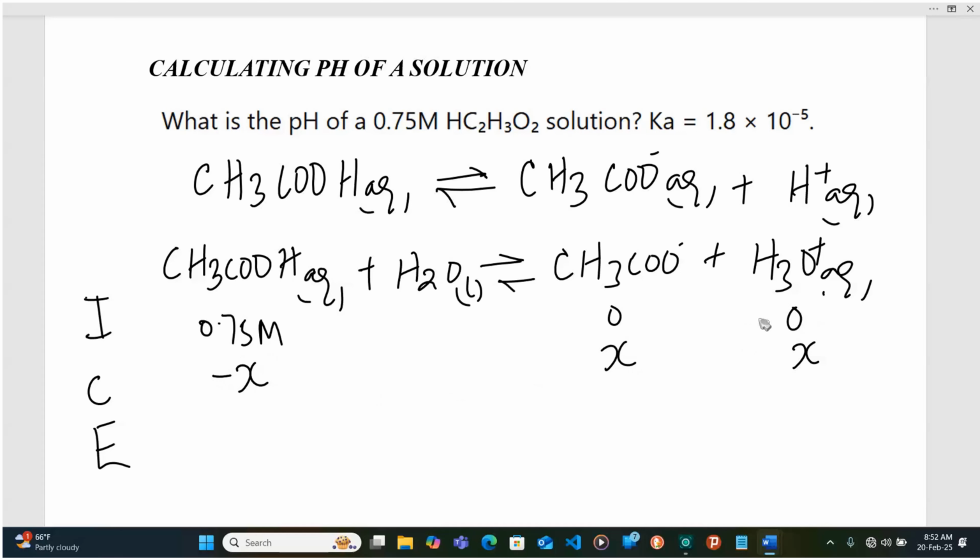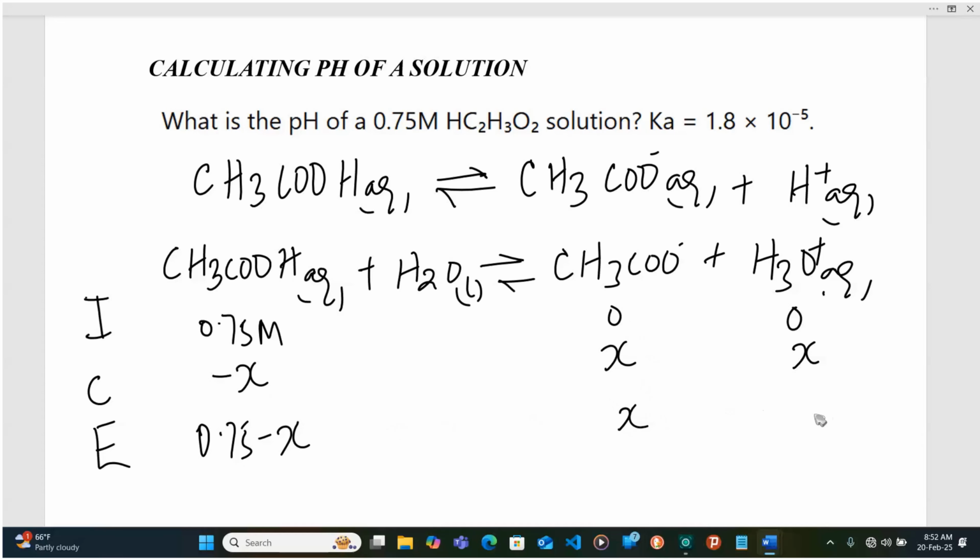negative X, because if the change here is X and the change here is X, it means we are reducing the concentration of ethanoic acid. Initially it is 0.75, so it has to reduce so that we form hydrogen ions somewhere. So it will reduce by negative X. At equilibrium, we just add the initial concentration plus the change in concentration. This becomes 0.75 minus X.